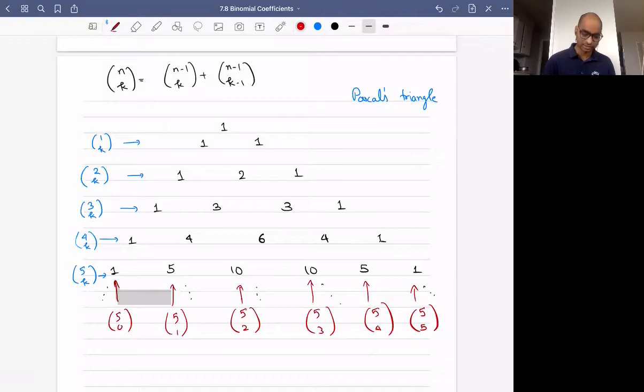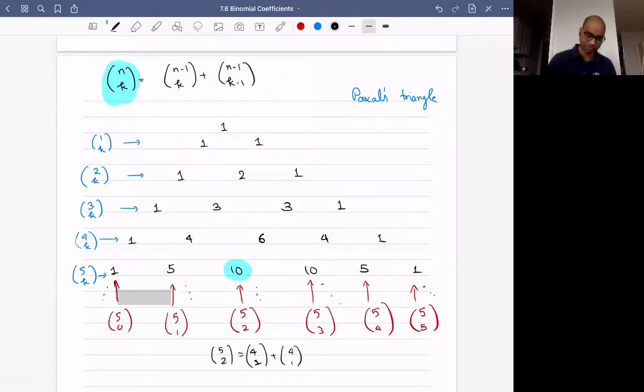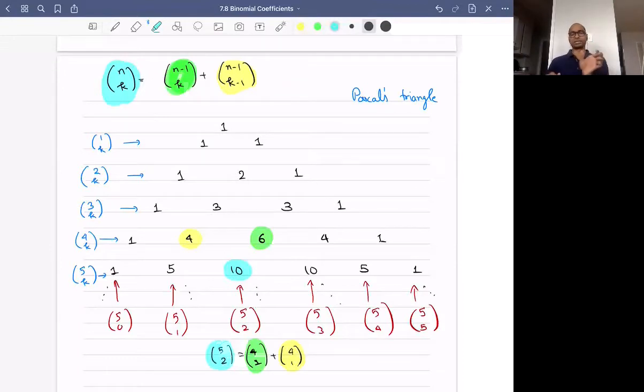Okay, and now let's see why this is working. If I focus on the fifth row, I'm looking at the third entry. This is 5 choose 2. Then by that formula, 5 choose 2 is 4 choose 2 plus 4 choose 1, that is n minus 1 choose k plus n minus 1 choose k minus 1. And where are these numbers? 4 choose 2 is 6, and 4 choose 1 is 4. And so that's why 10 is 4 plus 6. So it's taking the numbers above and adding them together.